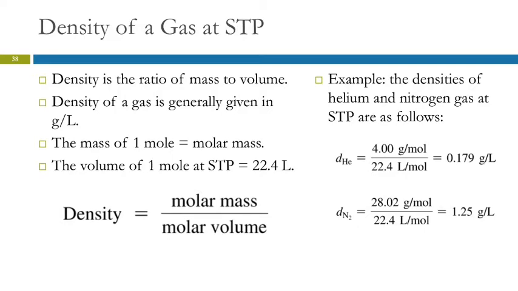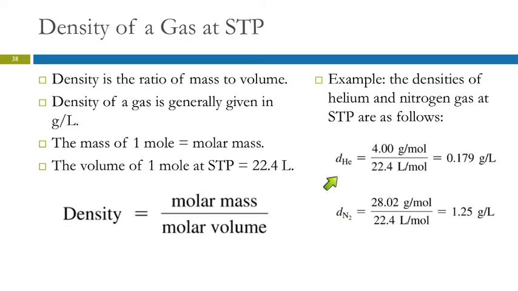So gas densities can vary significantly. You need to remember density is the ratio of the mass to the volume. For gases, because they're so much less dense, instead of grams per milliliter, we usually express them in grams per liter. To calculate the density of a gas at STP, we know what the volume of 1 mole is, and we can figure out the mass of 1 mole. That's just the molar mass of the substance. So we take the molar mass and divide by the molar volume.